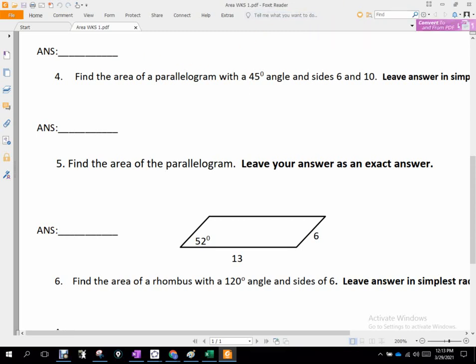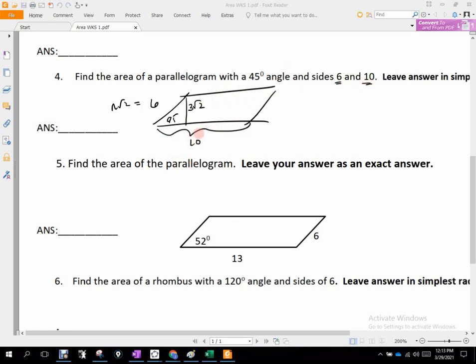So if we've got a 45-degree angle here, this side is 6, right? So that's your n radical 2 side. So divided by radical 2, that will end up giving me this to be 3 radical 2. Correct? The base that they provide, I've already used the 6 as the side, and this is 10. So 3 radical 2 times 10 would be 30 radical 2.